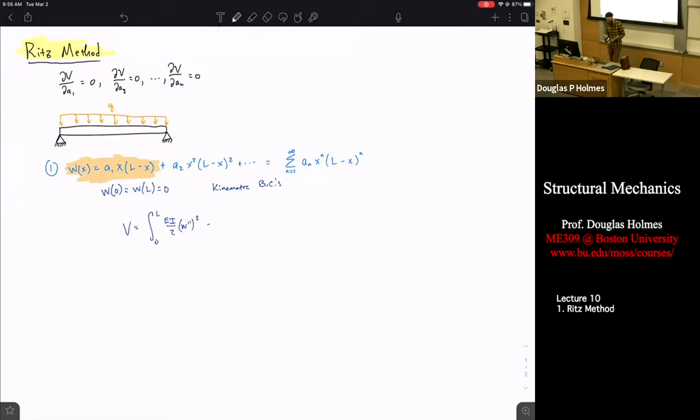We have to take away the work. The work is going to be what? It's the uniform distributed load, the force per unit length. That force per unit length is going to cause a deflection in the direction it's pointing. That deflection is going to be W of x. So force per unit length Q times W of x gives you a force. You're integrating a force over a length, which gives you a force times a length, which is energy. So that's the work.